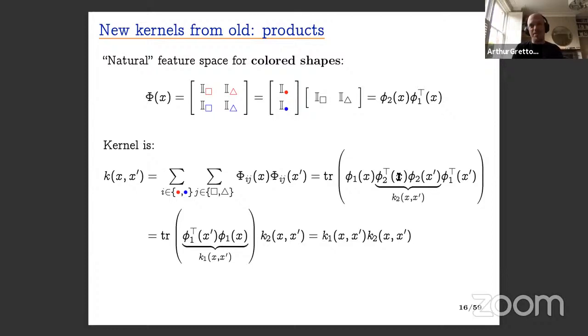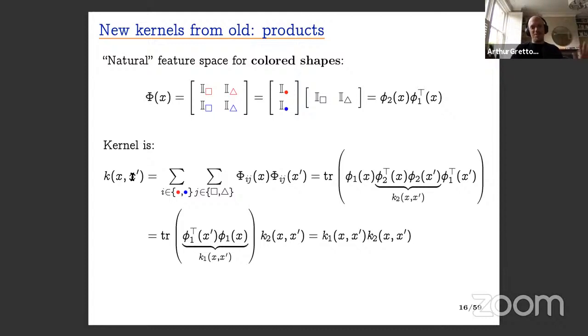Now let's look at phi2 transpose phi2. Well, this is just the kernel between the colors. That's a scalar, so I take it outside and I put it here. Then I've got, by the cyclic property of the trace, phi1 transpose phi1, which is the kernel between my shapes. So I've got the product of the kernel of my shapes and the kernel of my colors, and that's the kernel of my objects.